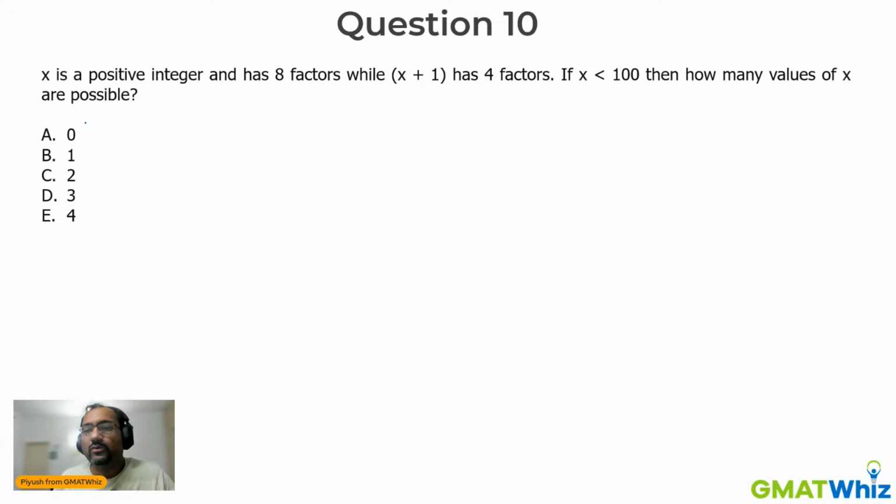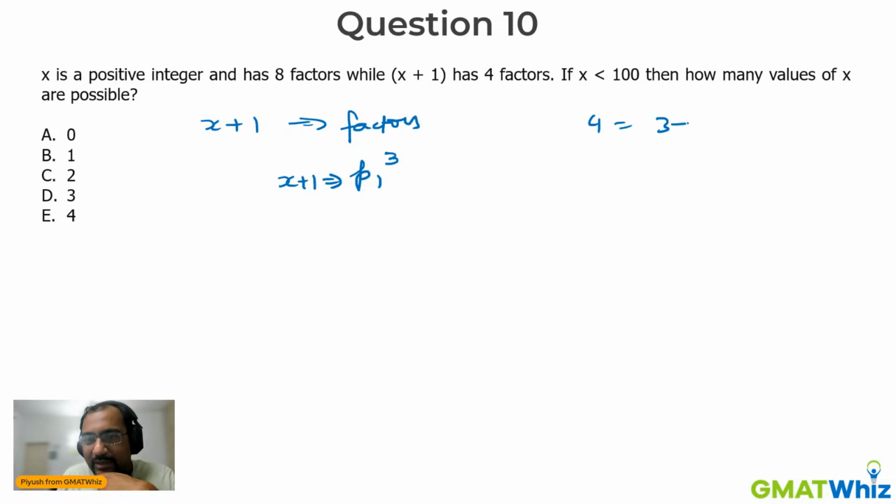Now let's step into x plus 1. Now x plus 1 has 4 factors. Let's think of that. Using the same logic, I can write that it can just be p1 raised to the power 3. Again, 4 can be written as 3 plus 1. I'm jumping a step here.